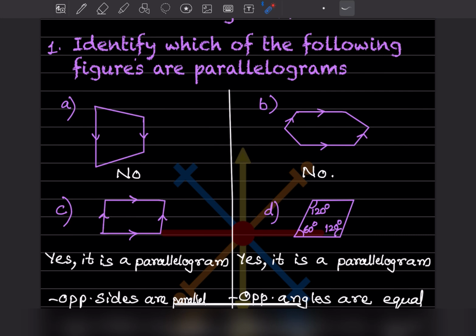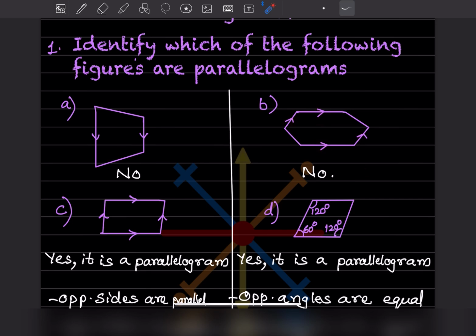In the first figure, the arrows given mean this side is parallel to this side. And this one, we cannot say is parallel. Now see, if we take this side, it meets at one particular point. So these are not parallel, this will go this way, so they are not meeting. So we can say this is not a parallelogram. Now here, this is a hexagon. Here this is parallel to this one, but these are not. So this is not a parallelogram.